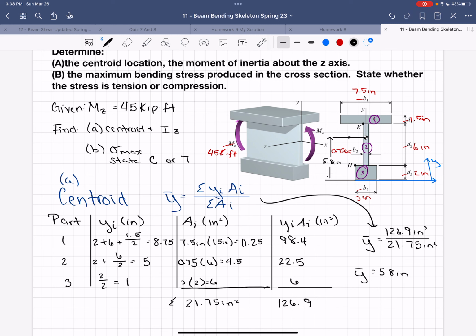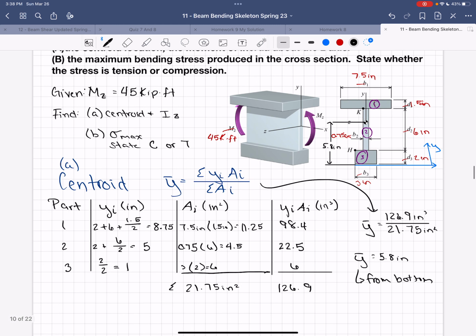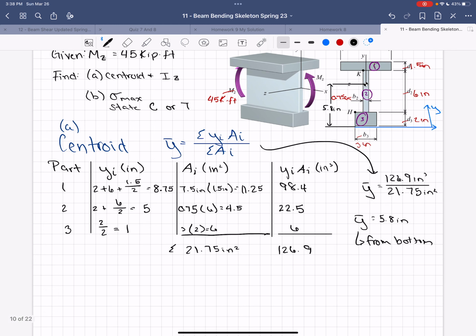So y bar from bottom. Okay, so then if we calculated, we'll do that later, y from the top. Okay, so now we're going to do the moment of inertia.